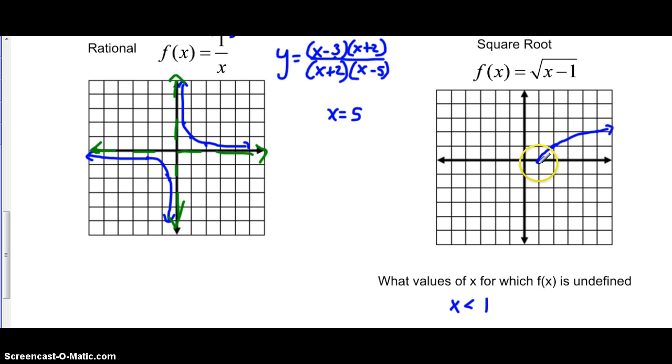Okay, so a lot of the questions can be asked in different ways. We could be asked to write the domain, and if you're asked the domain, you'd put 1 to infinity, or the range would be 0 to infinity, or you could be asked what values of x for which the function is undefined, and that would be any value less than 1. So it couldn't be 0.9, couldn't be 0, couldn't be negative 1. It can't be any value less than 1.